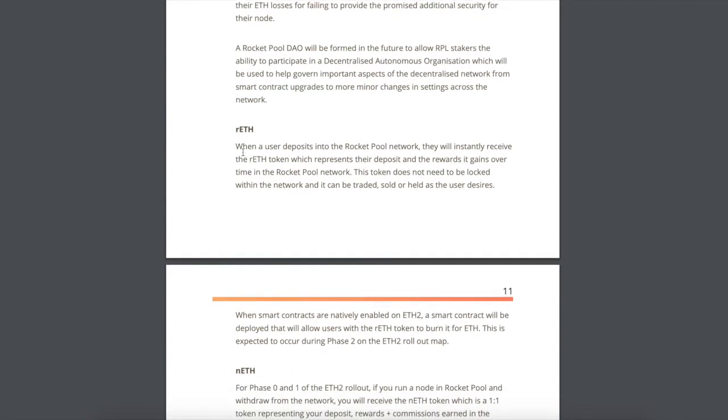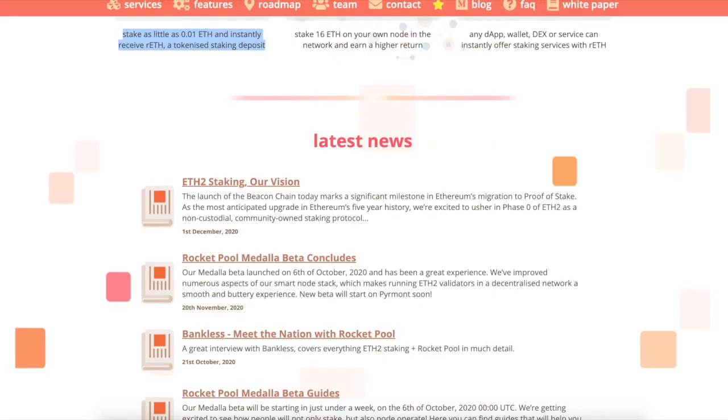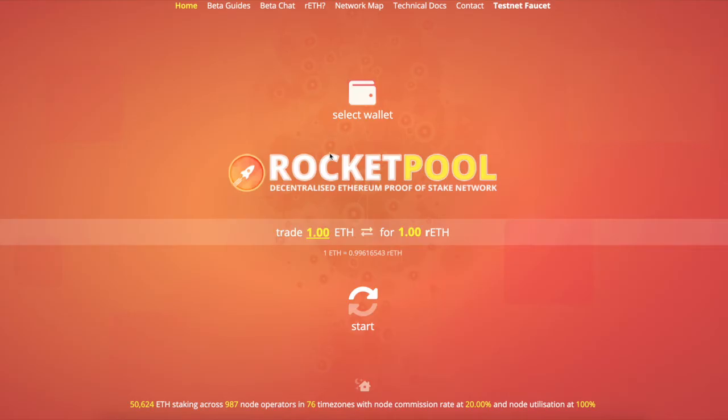So RETH, what is the RETH token? When you deposit the Ethereum in the network, you automatically get RETH minted to you. You can see it here. 1 ETH equals 0.996 RETH. So these RETH tokens are already worth more, and it's only going to grow and grow over time because they're getting 20% interest.